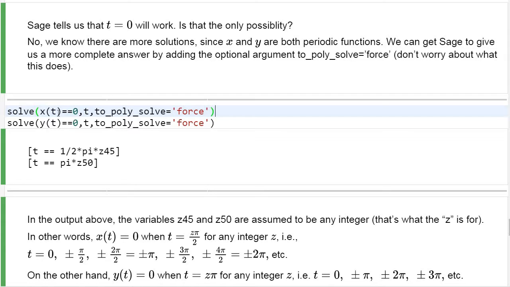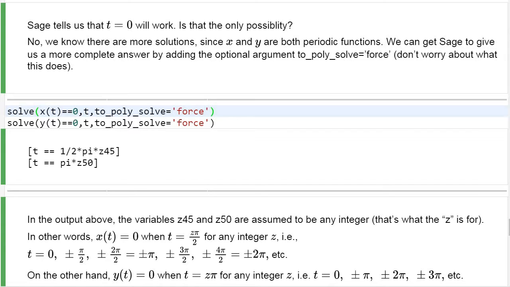So this is what we get when we ask Sage when is x of t equal to 0. We get t is 1/2 times pi times z45. And when is y equal to 0? t is pi times z50. Now z45 and z50 are just sort of arbitrary variables here. They can be anything. The z means that they're going to be an integer. The 45 and 50, there's nothing special about that. It just puts a number on there just to distinguish them, keep them separate.